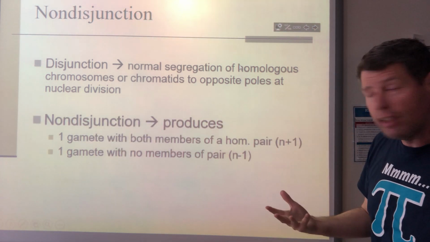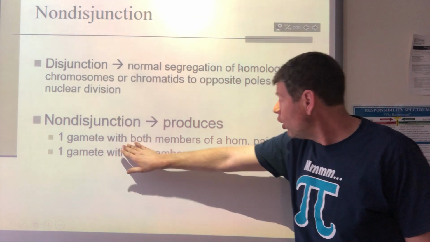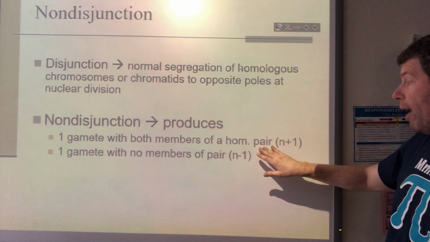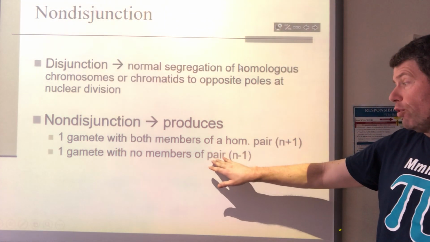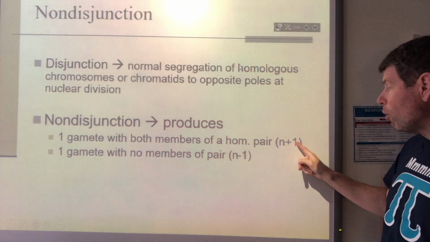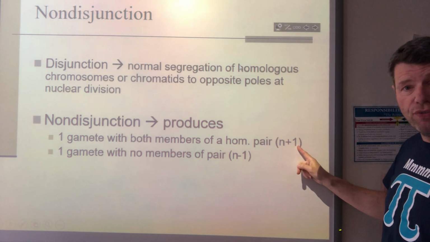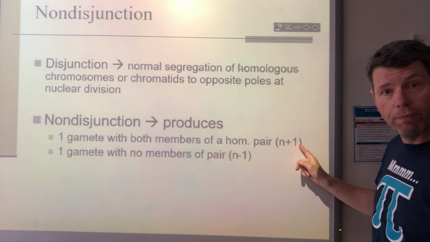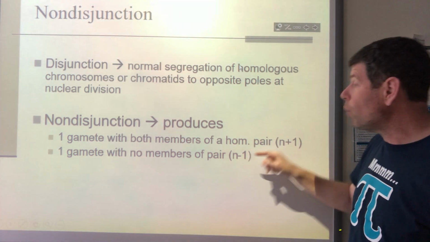Now, what's the product of non-disjunction? You can get a gamete with both members of a homologous pair, or you can get a gamete with no members representative of that pair. So you end up with one extra chromosome in your gametes. So in humans, that would be a 24 chromosome sperm, for example, or one less, which would be 22.